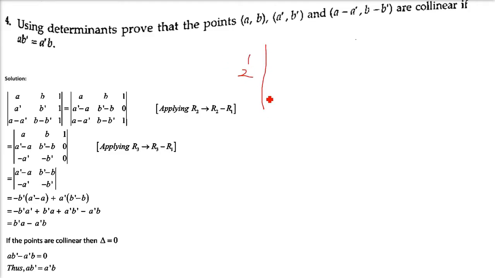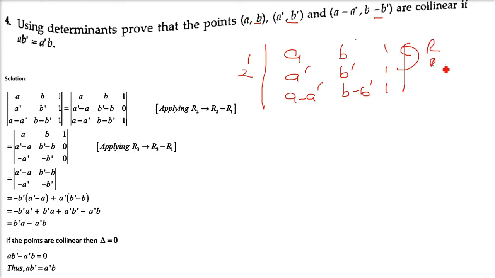So half, you have a' and a minus a'. Then you have b' and b minus b'. 1, 1, 1. So we'll place it equal to 0. R2 minus R1 you have to do first, and R3 minus R1 you have to do. Row 2 minus row 1, row 3 minus row 1. Half doesn't matter because if you multiply both sides by 2, it will be gone. So let us see.